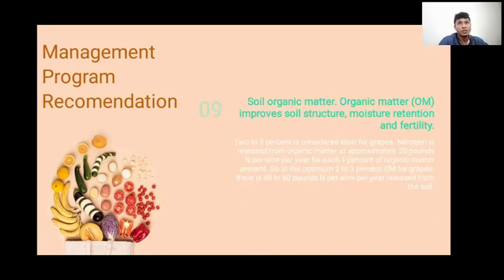Next. Okay, the next is management program recommendation. The soil organic matter, or OM, improves soil structure, moisture retention, and fertility. 2 to 3% is considered ideal for grapes. Nitrogen is released from organic matter at approximately 20 pounds of nitrogen per acre per year for each 1% of organic matter present. So at the optimum 2 to 3% of OM for grapes, there are 40 to 60 pounds of nitrogen per acre per year released from the soil.